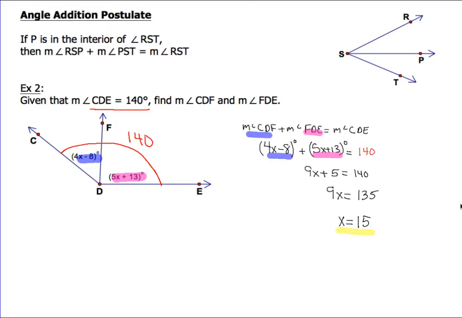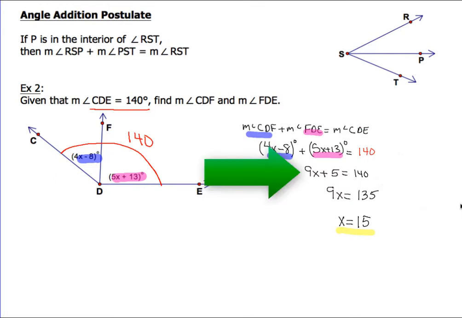So this is what your equation would look like. Measure of angle CDF plus measure of angle FDE equals the measure of angle CDE. Be sure to write down that first line. Now the second line is where we just substitute. We're going to take 4x minus 8 and substitute that for the measure of angle CDF, and 5x plus 13 is going to be substituted for the measure of angle FDE. 140 gets substituted for the measure of angle CDE.